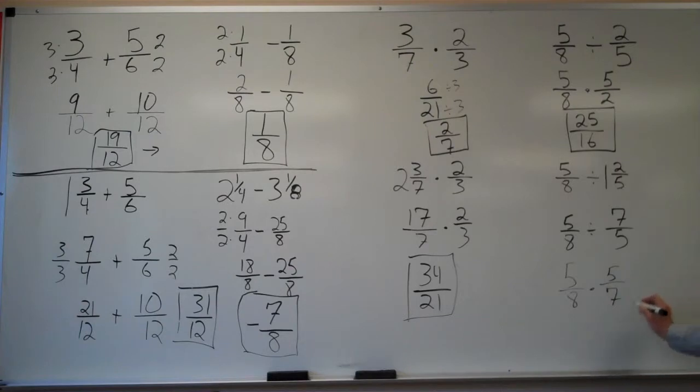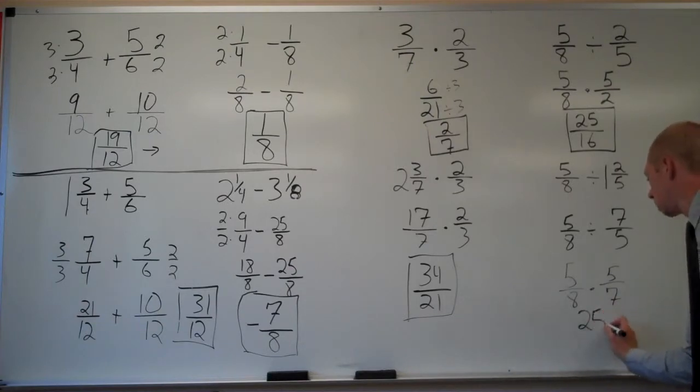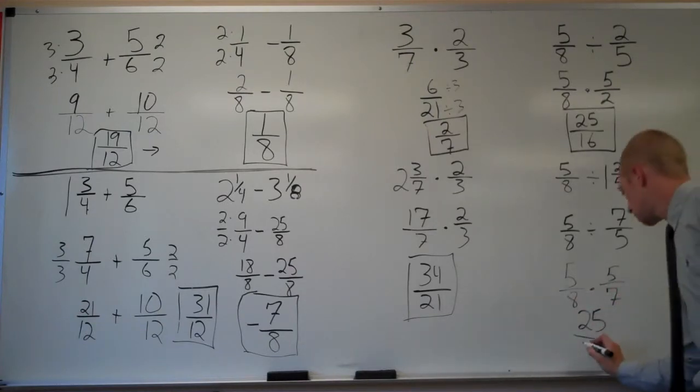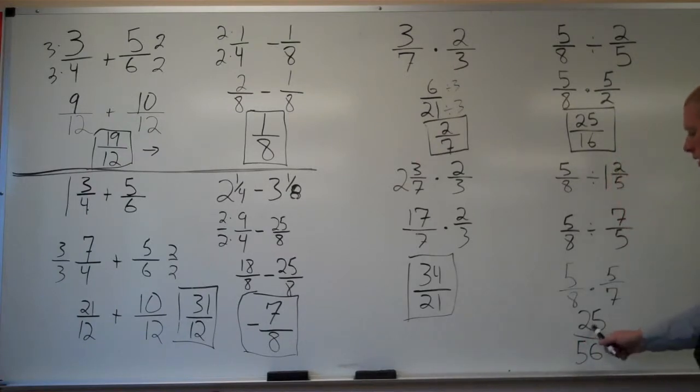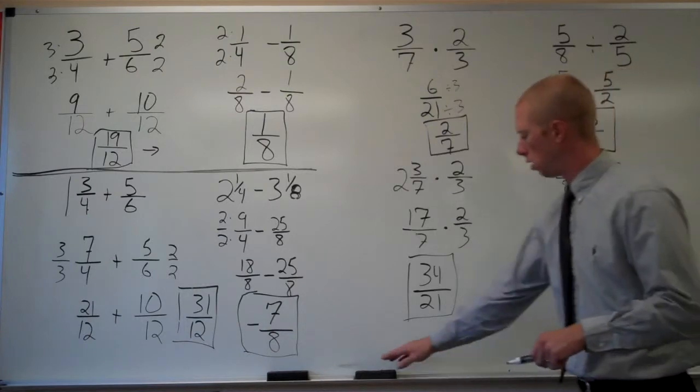5 times 5 is 25. 8 times 7 is 56. The only factors here are 25, 1, 5, and none of those will go into 56. So this becomes my final answer. It's a very brief overview of fractions.